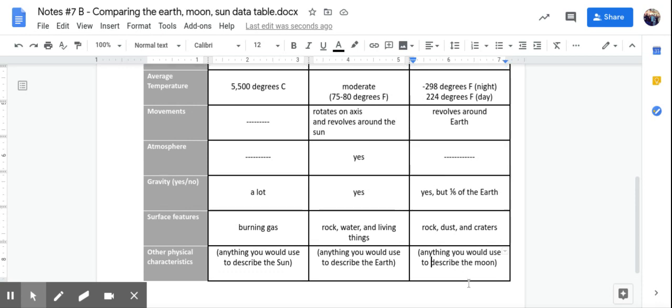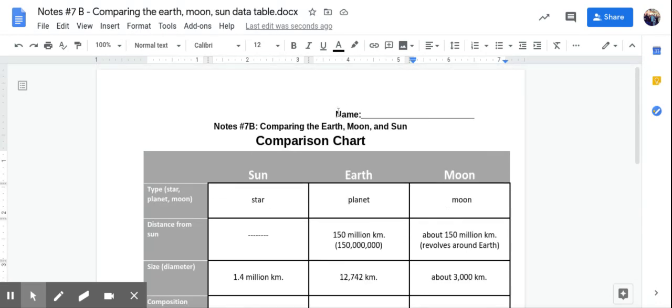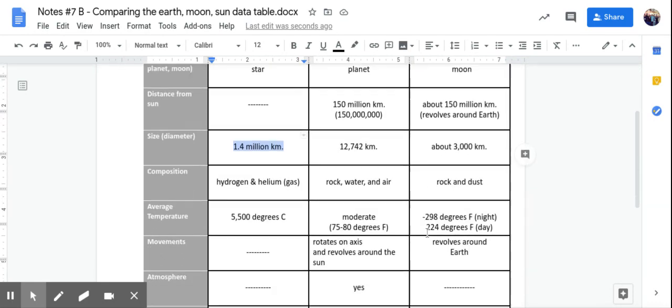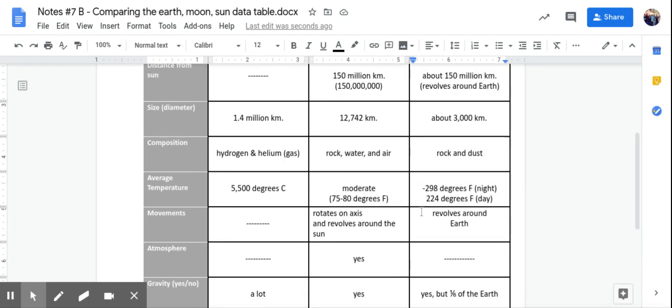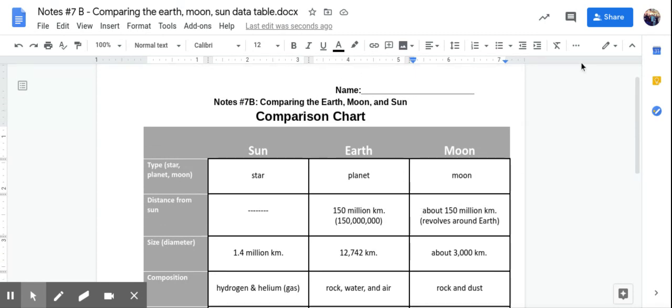But other than that, the reason why these notes are important is they are going to be on your test, where you'll have a section where you have to decide. I will give you the description, and you have to tell me whether I am describing the sun, the Earth, or the moon. So for example, if I were to say has a diameter of 1.4 million kilometers, you would tell me that that is describing the sun. So just another way to look at it, another way to categorize the different characteristics that we discussed in the notes.